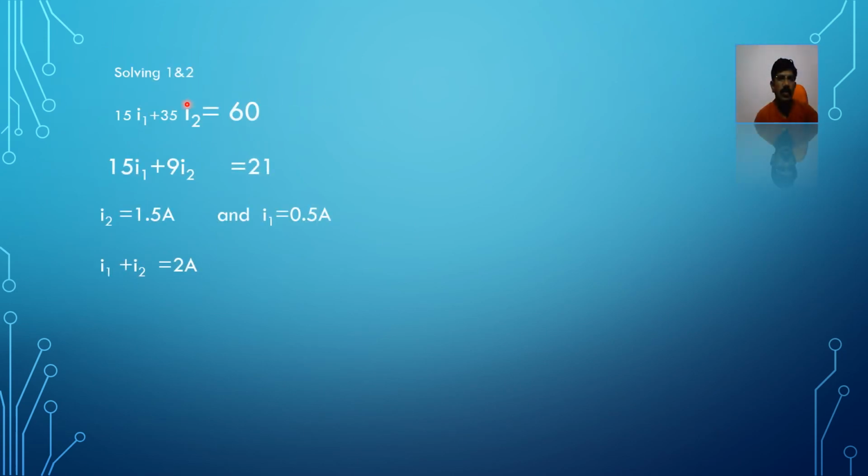Solving equations 1 and 2, see this one. How much will you get? 15I1 plus 35I2 is equal to 60, and if you solve these two linear equations, I2 is equal to 1.5 amperes and I1 is equal to 0.5 amperes. So the total current flowing is 2 amperes.